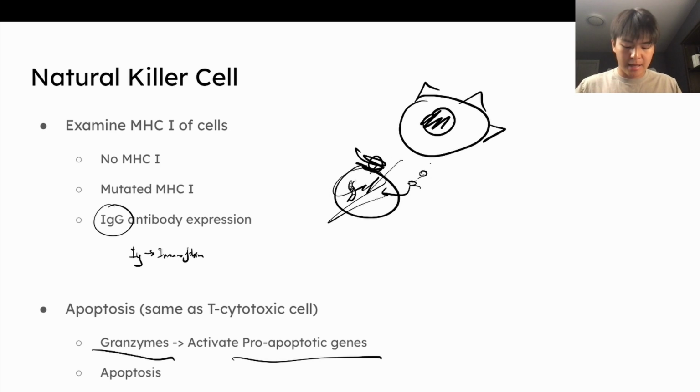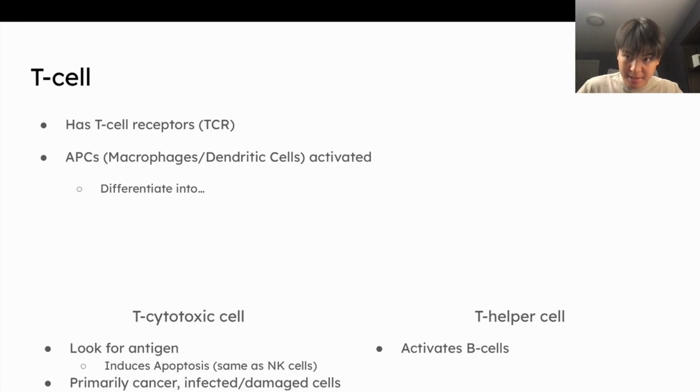Great. So these guys are basically, just imagine, police, right? They're checking for your ID. You have an ID, it's not fraudulent. You haven't been tagged as a wanted criminal. You're fine. Okay, now let's go to the T cells.